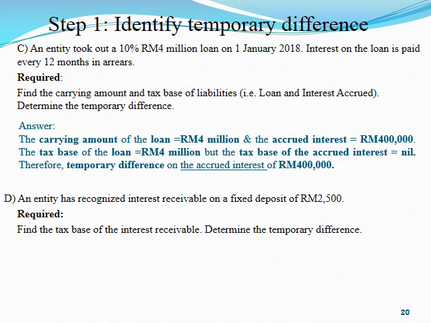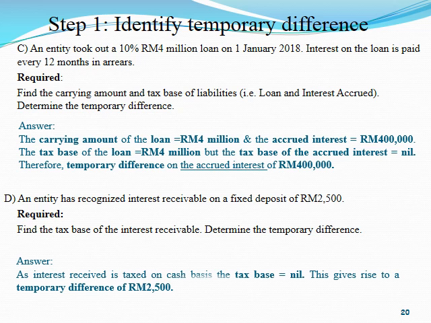D. An entity has recognized interest receivable on a fixed deposit of Rm 2,500 in its balance sheet. So how much is the tax base and how much is the temporary difference? As interest received is taxed on a cash basis, the tax base will equal nil, 0. So this gives rise to a temporary difference of Rm 2,500.